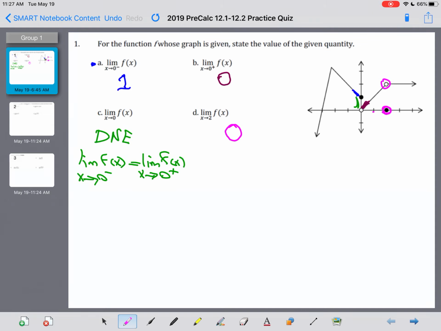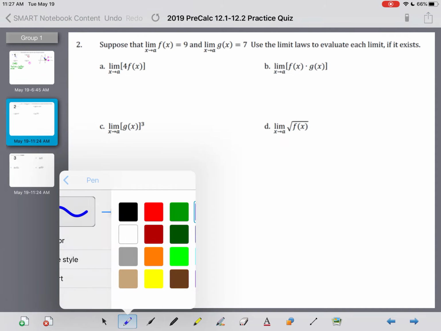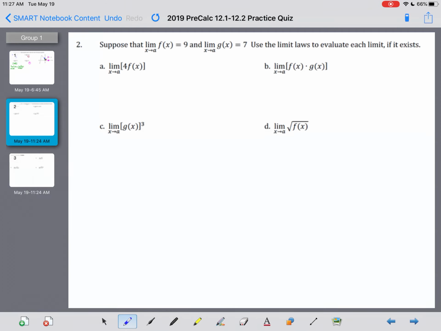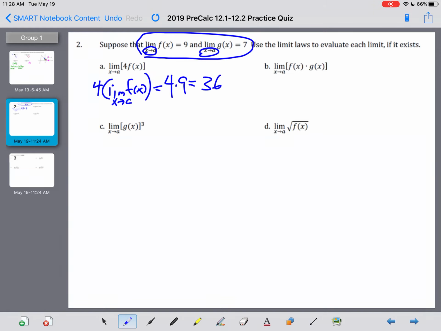Alrighty, moving on. Again, we're given a couple of limits. They have the same approach value. The function gives us a value of 9 here. So again, I'm going to be using some of our laws. This one is really going to be 4 times the limit of f of x as x approaches a, which is going to give me 4 times my f, which is 9, which is 36.